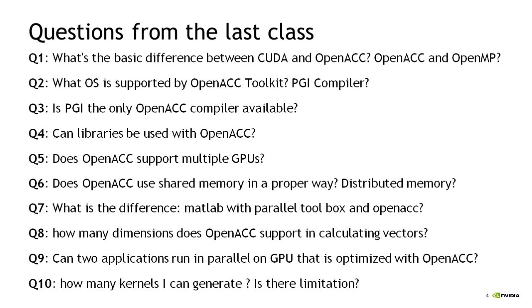Question 8. How many dimensions does OpenACC support in calculating vectors? This is an interesting question, and what I think they mean here is, can you put vector on multiple loops in order to get multiple dimensions of vectors? The answer is no, you cannot. You can only put a vector on a single loop, and the same is true for gang and for worker. You can only put them on one loop. You can put them on different loops, but you have to put them in order: gang, worker, vector.